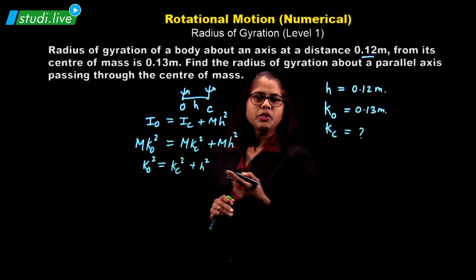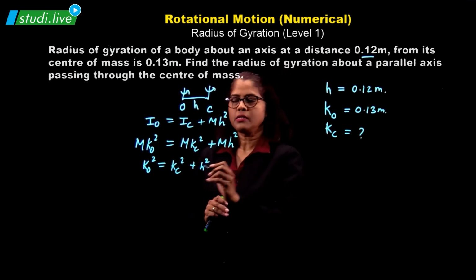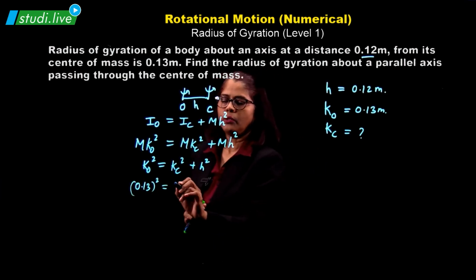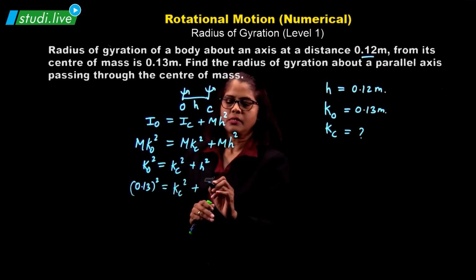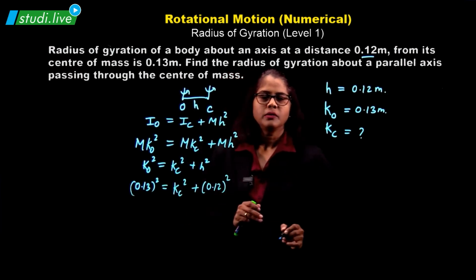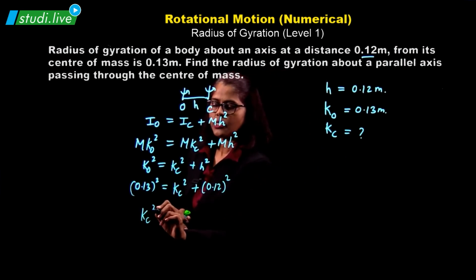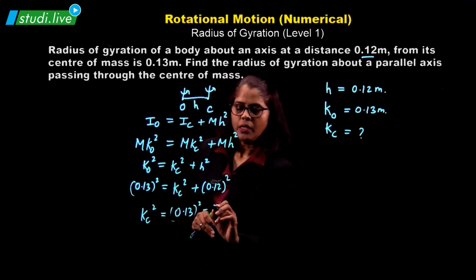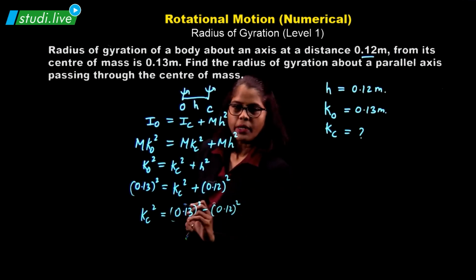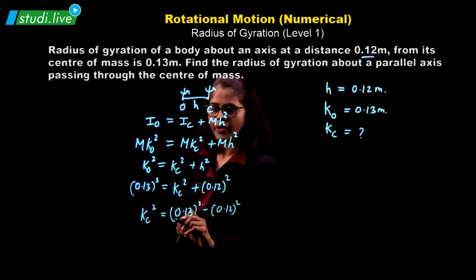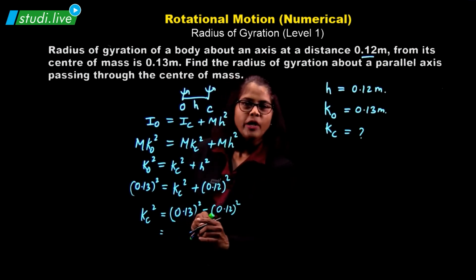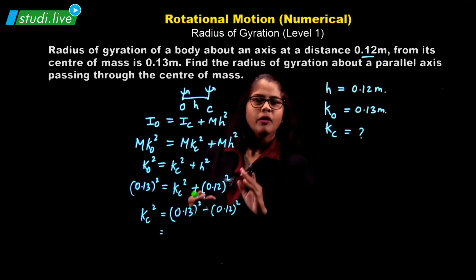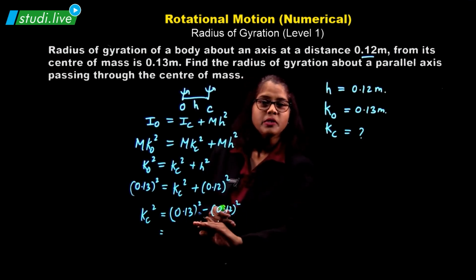If you remember, well and good, because one step you can save here. Okay. Now we just substitute the values. So KO value is given as 0.13 square, right? And KC we have to find out, plus H is 0.12 square. We have to just find out the value, students. So KC square is equal to 0.13 square minus 0.12 square. Okay. So after this we can just substitute the value, get the answer. You can apply the formula a square minus b square, a minus b, a plus b. With that also you can do, but here it is very easy to remember the squares of the values.